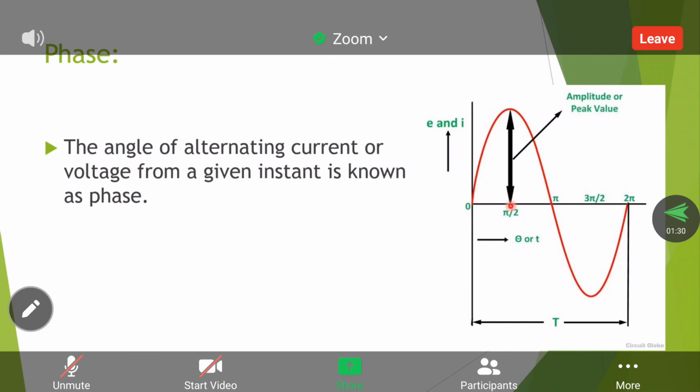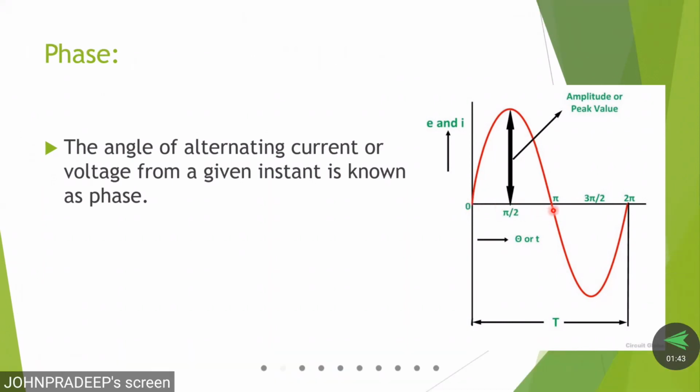For example, at 90 degrees, we assume the time is 1 second. So what is the angle? 90 degrees. At time t equal to 0, what is the angle? 0 degrees. For example, at 2 seconds, what is the angle? 180 degrees. At 3 seconds, 270 degrees. At 4 seconds, 360 degrees. Which means whenever time changes, the angle of the alternating quantity also changes.